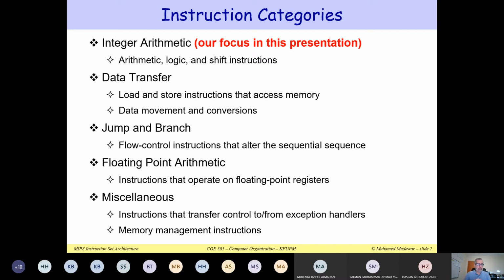We have data transfer. These data transfer instructions are going to transfer data between the memory and registers. So these are called data movement instructions. We can also move data between registers if you want to, but mainly we are accessing the memory. We have jump and branch. These are called the flow control instructions. We can use them to change the sequential execution of instructions. So these are going to alter the sequential sequence.